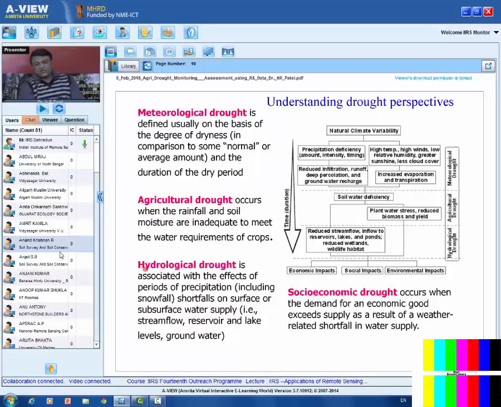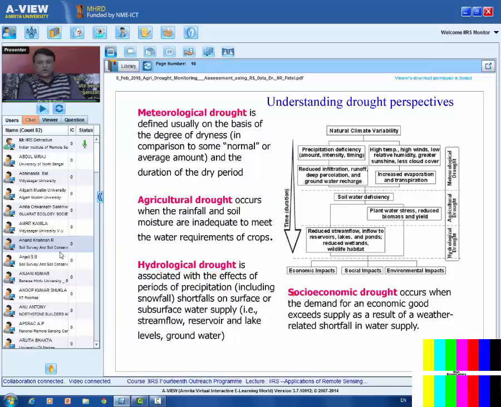Third is hydrological drought. Hydrological drought is mainly the drying of surface and subsurface water resources. Whenever rainfall for a longer period declines or there is persistently less rainfall, then there will be a drying of lakes, reservoirs, and ponds. And whenever this kind of situation occurs, one can say a region is under a hydrological drought.